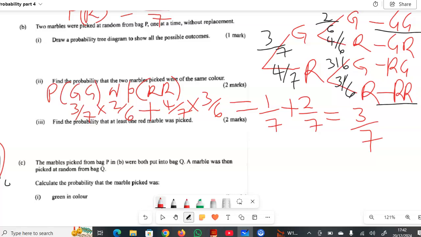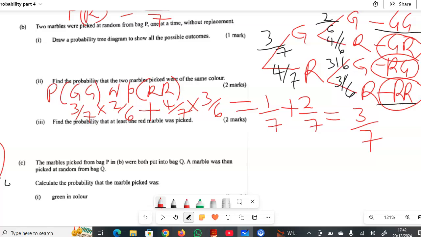Then part 3, we are required to find the probability of at least 1 red marble being picked. So at least one, it means you can have either one red or two. So in our probability space here, we have either one or two. So we have that scenario, one red, and this one one red. In other words, those are the ones that you need. What we don't need is a scenario where you have two greens.